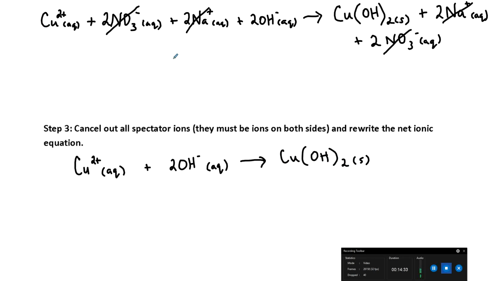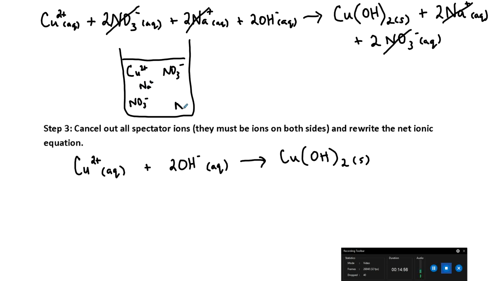All these ions, I'll just kind of draw it out here. All these ions would have been in solution to start with. You would have had your copper ion, you would have had 2 nitrate ions, you would have had 2 sodium ions, and 2 hydroxide ions. All these would have been dissociated in the solution once you added the 2 solutions together.